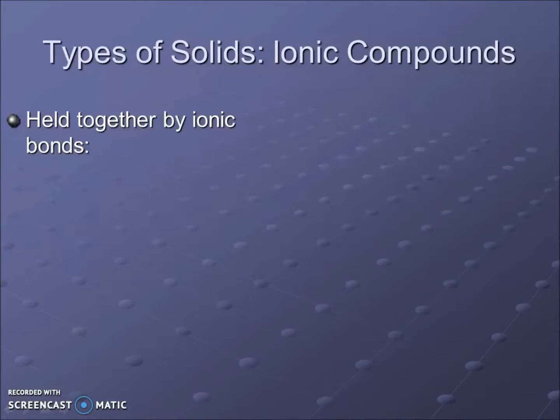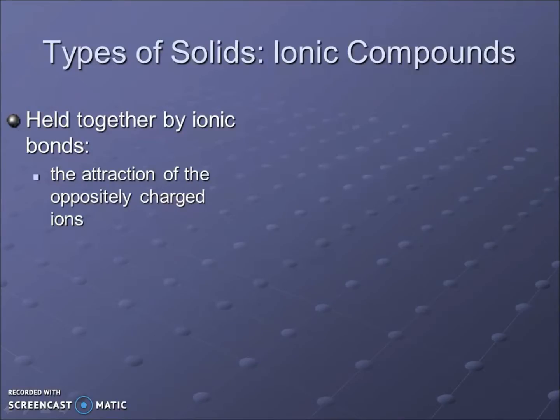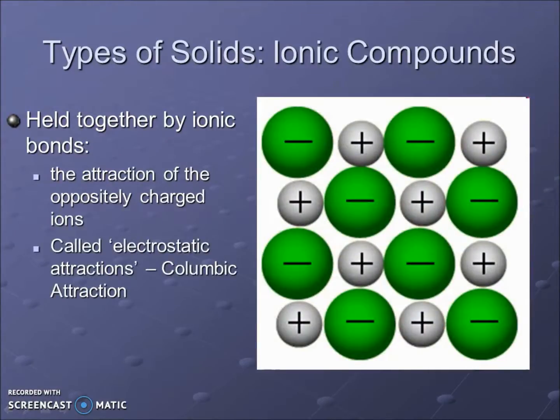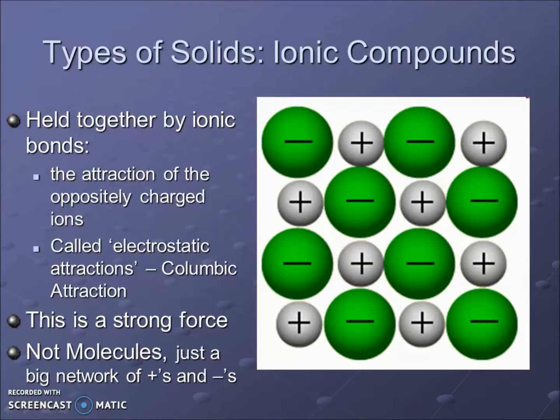Now, the first one, ionic, we've already talked about quite extensively. So you know that ionic compounds are held together because you have ions. You have things that have opposite charges. Because they're oppositely charged, they're attracted to each other. That opposites attract saying is called an electrostatic attraction or a Coulombic attraction. And that's a pretty strong attraction. The positive is attracted to the negative, is attracted to the positive, is attracted to the negative. And so it's a very strong force that's holding all of these particles together.